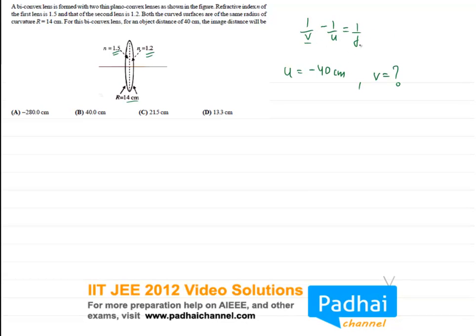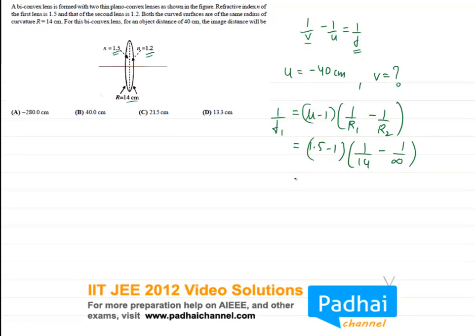Now for calculating v, we have to also calculate f. Now these are basically two lenses, a combination of two lenses. So let us first of all calculate the focal length of the first lens, which is given by the formula mu minus 1 upon r1 minus 1 upon r2. So this will be equal to 1.5 minus 1 times the radius of the first surface. This is given to us, 14, and since it is a plano-convex lens, the other will be a plane. That means r2 will be infinite. This will be equal to 0.5 by 14. This is 1 upon f1. This is our first lens.